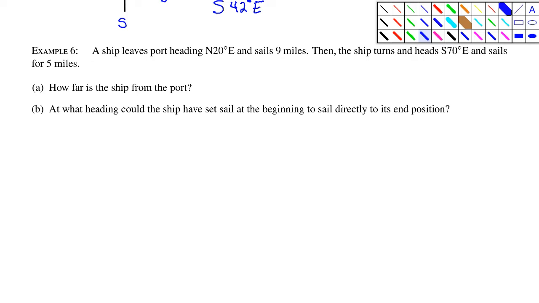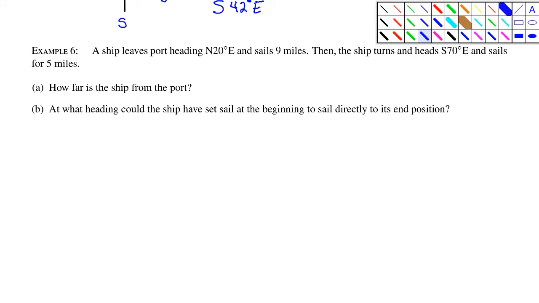Example 6. A ship leaves port heading north 20 degrees east and sails 9 miles. Then the ship turns and heads south 70 degrees east and sails for 5 miles. Question A. How far is the ship from the port? And question B. At what heading could the ship have set sail in the beginning to sail directly to its end position?